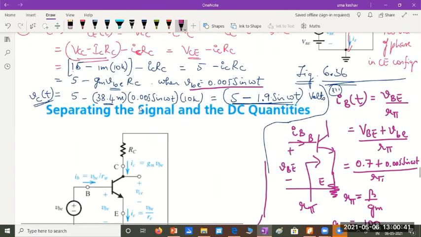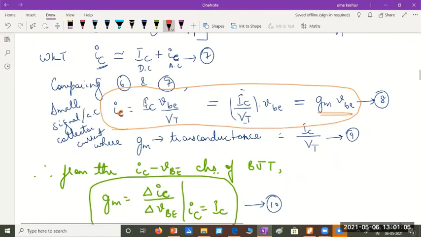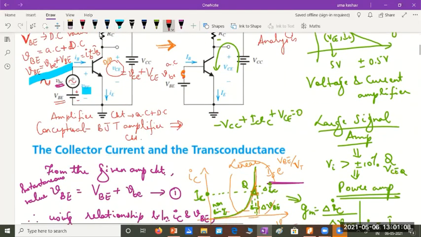Since you have no doubts, let's proceed with the next topic, that is separating the signal, small signal analysis from the DC quantities. So we had already separated the DC circuit from the AC when we did this. I showed you in the beginning itself, given the combined circuit where both DC and AC were existing, we could separate just the DC circuit by short circuiting the AC signal generator. This VBE, which was the AC signal generator, was short circuited.